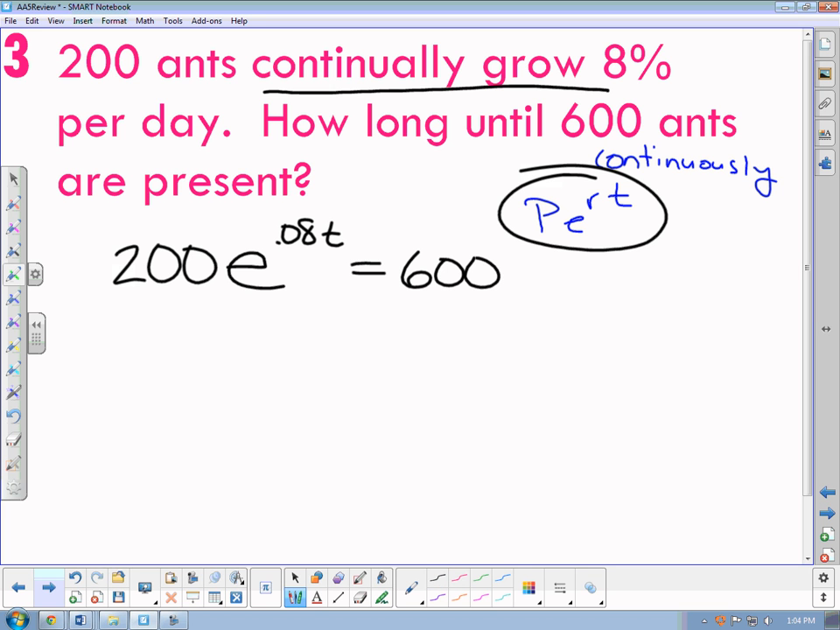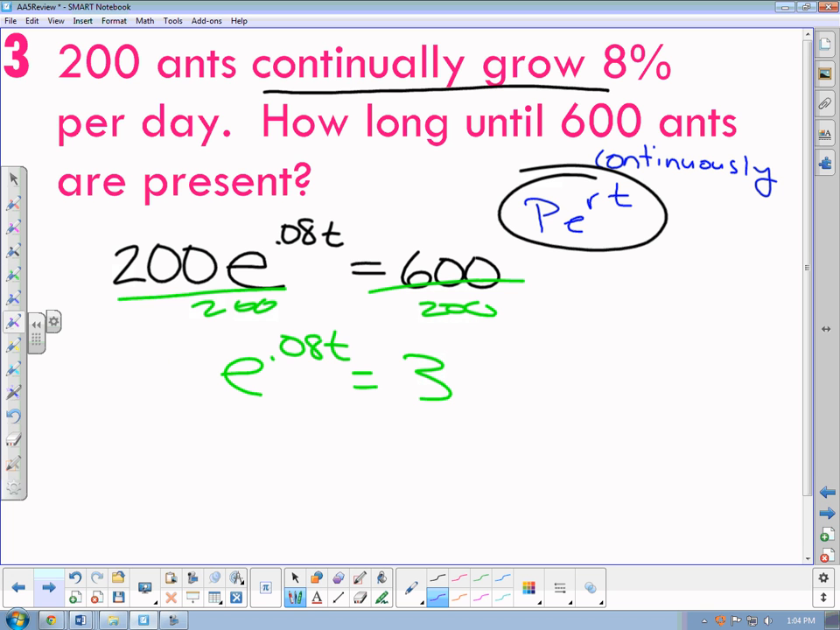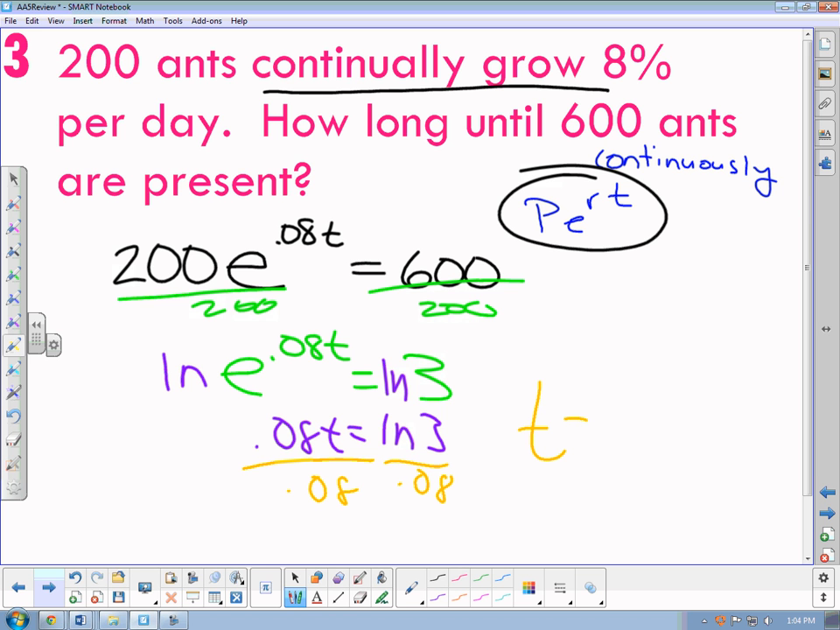All right, so now we've got to solve for t. Divide by 200, e to the 0.08t equals 3. Then to get rid of the e, we have to ln both sides. 0.08t equals ln 3. And finally, divide by 0.08. And t will equal 13.7, which means it takes 13.7 days.